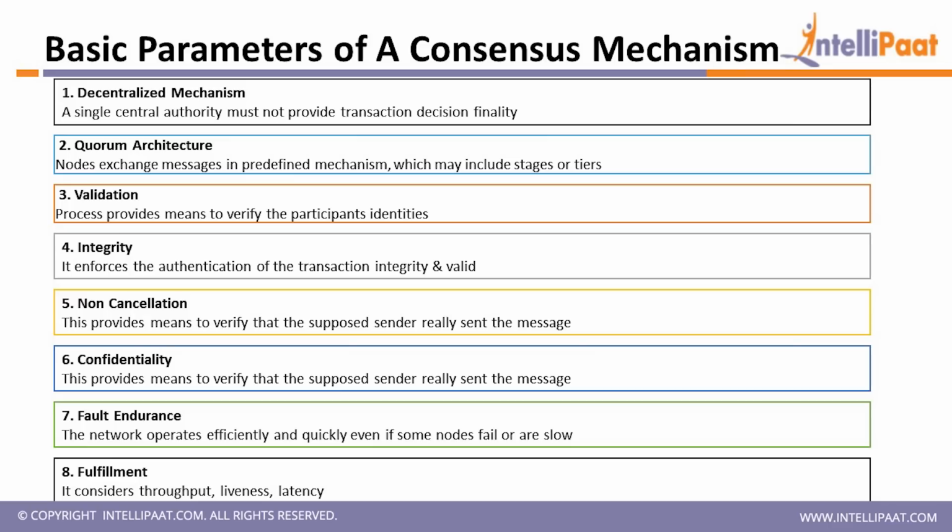And the last parameter that should be considered while designing your consensus mechanism is fulfillment. That means it considers throughput, liveness, and latency. That means your consensus mechanism should not be complicated or designed in a manner that creates unnecessary slowness, complexity, and latency while performing the validations inside the blockchain network.